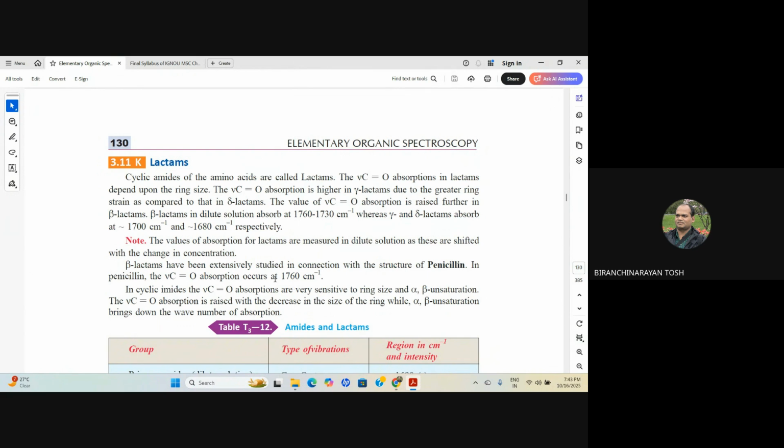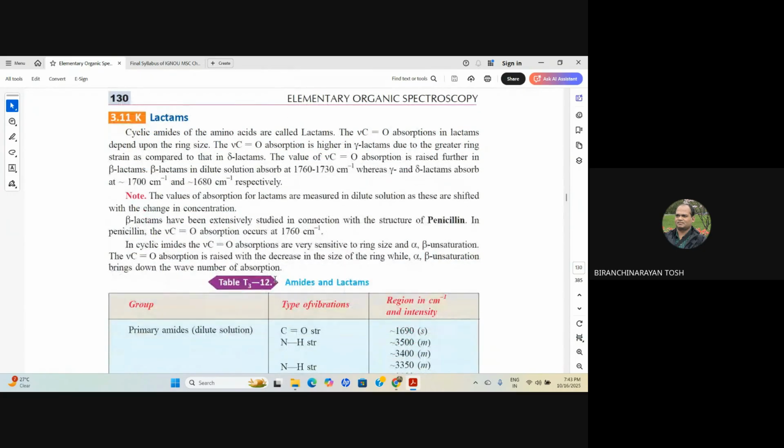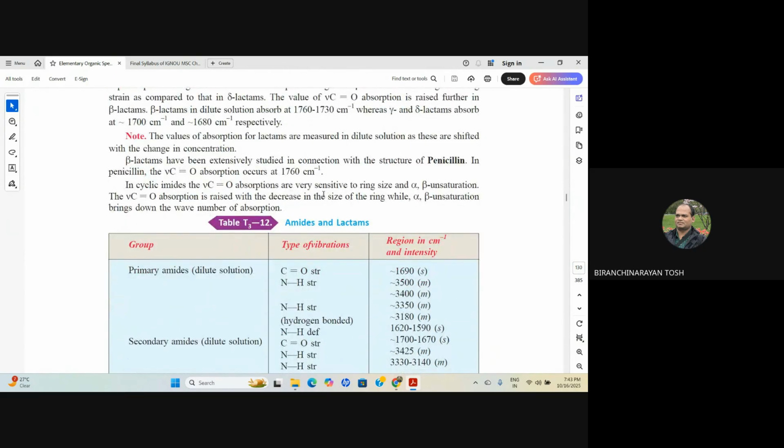Okay, it's lactam. What is lactam? It's written here: cyclic amides. Cyclic amides or amino acids are called lactams. That means they are cyclic. You have a C double bond O, and to that one NH, nitrogen, is attached. So what will you get here?